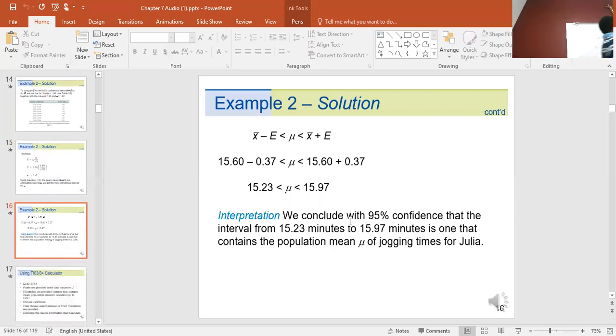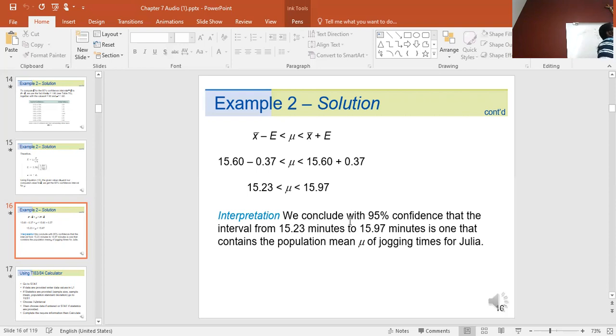So that tells us that the average running time of Julia is between 15.23 and 15.97. So we have learned this computation, but I didn't tell you the assumptions. The main assumption is that the distribution should be normal so far. Either the distribution is normal or the sample size is large enough. To use the Z distribution, you must have sigma. We are going to discuss that next week. So when sigma is given, you can use that.